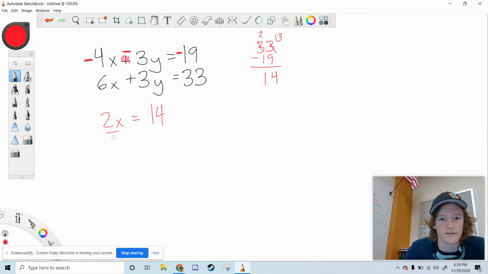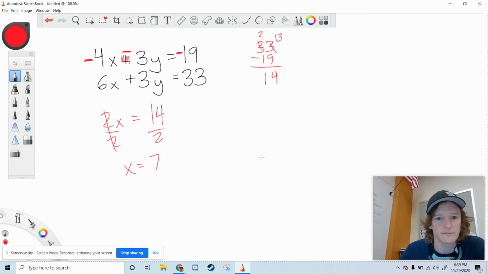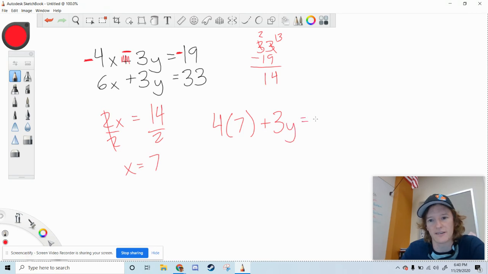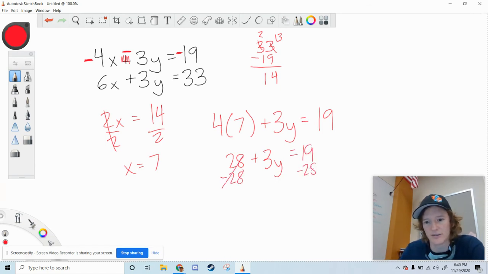Divide by 2, x equals 7. And I'm going to plug that into the original one without the negatives. How about that? 4 times 7 plus 3y equals 19. So this is 28 plus 3y equals 19. Well, we'll subtract 28, subtract 28.